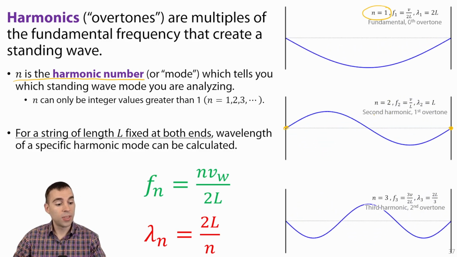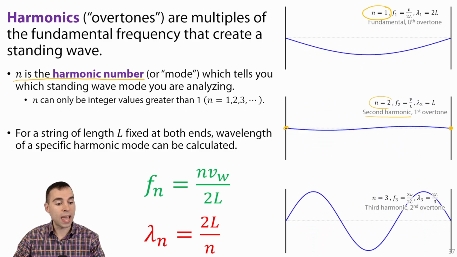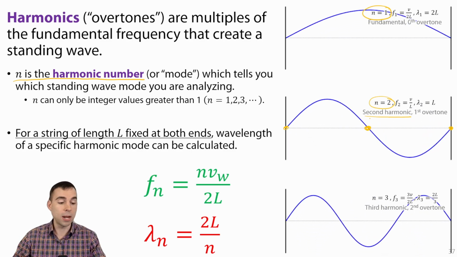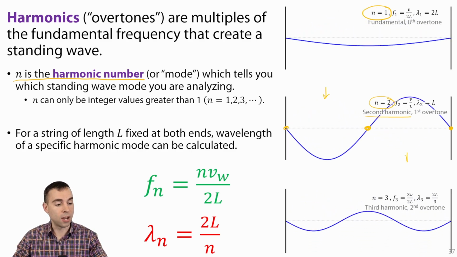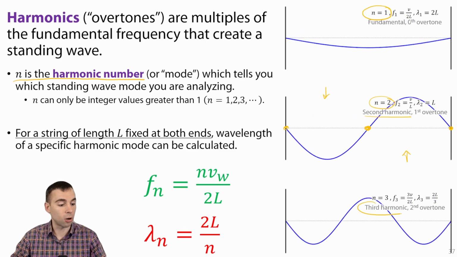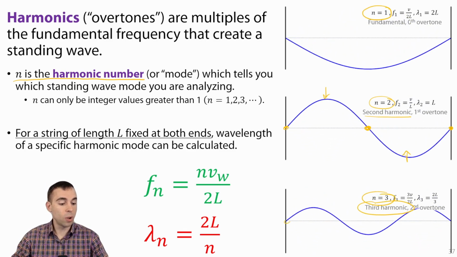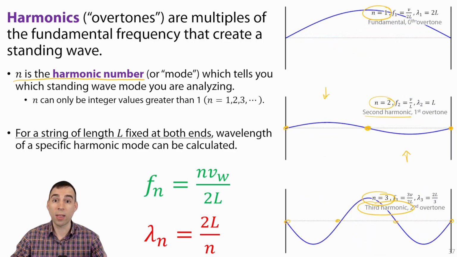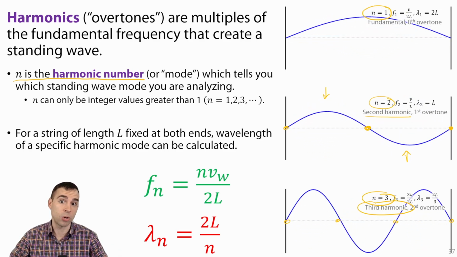For example, the second harmonic would have an n equals 2 number, and it would have one more node in the middle, with 2 antinodes now. Going to higher harmonics from there, like the third harmonic where n equals 3, we would have more nodes present and more antinodes present as well, and this would be achieved at a higher frequency.